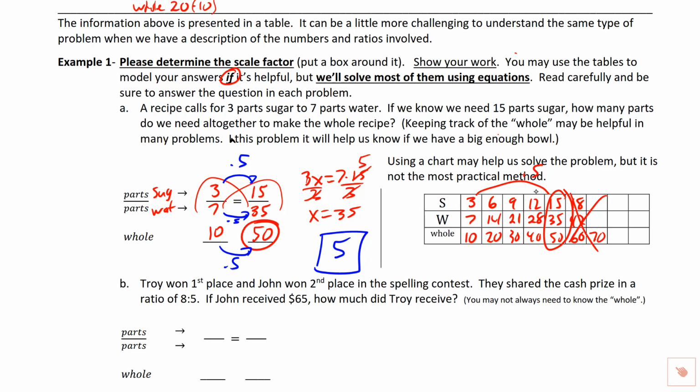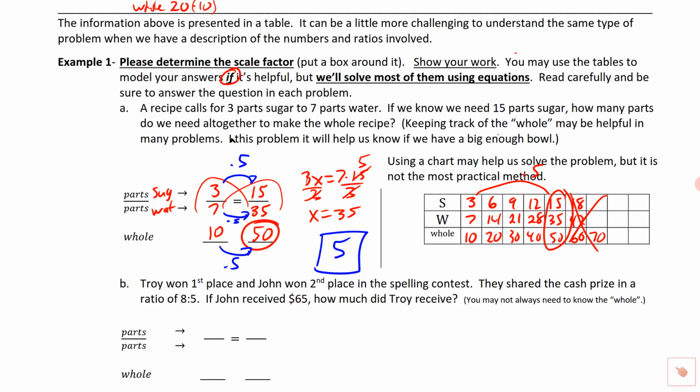So again, the answers that you want to look for here is you want to make sure that you find the scale factor. You want to put a box around it, and then you also want to make sure that you answer the question. The question said, how many parts do we need altogether? So pretend these were cups or something like that. This would be 3 cups of sugar, 7 cups of water, and then 10 cups altogether. If we were going to make this type of batch, this would be 15 cups of sugar, 35 cups of water, so 50 cups altogether.